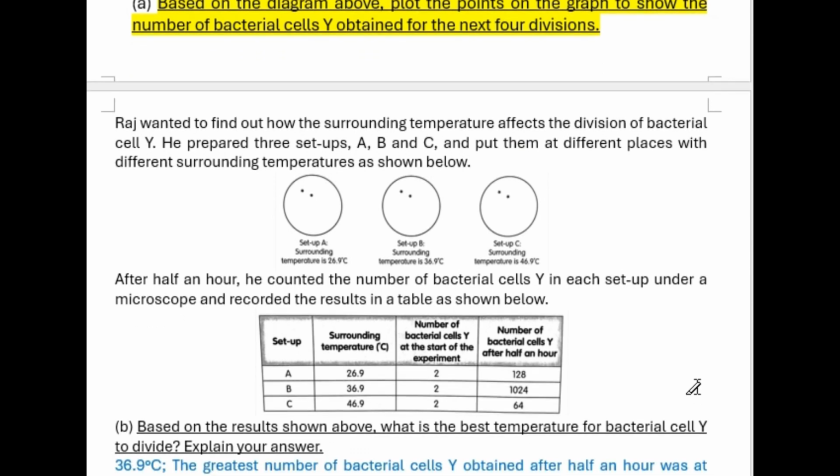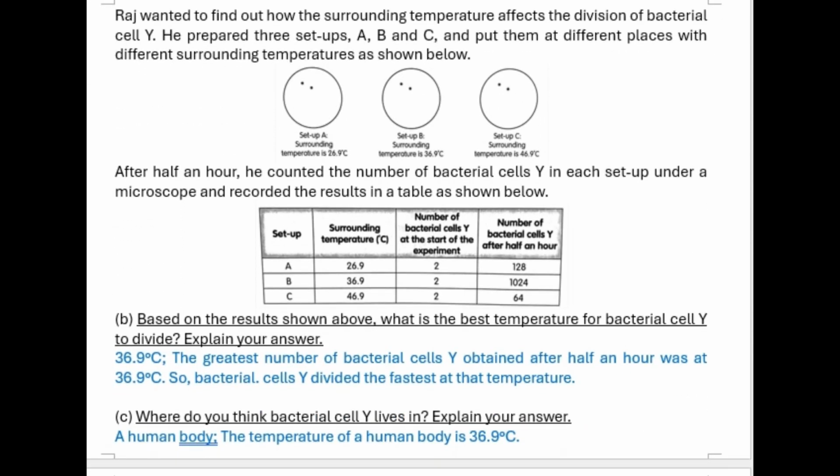Roche wanted to find out how the surrounding temperature affects the division of bacterial cell Y. He prepared 3 setups, A, B and C, and put them at different places with different surrounding temperatures, as shown below. After half an hour, he counted the number of bacterial cells Y in each setup under a microscope and recorded the results in a table as shown below.